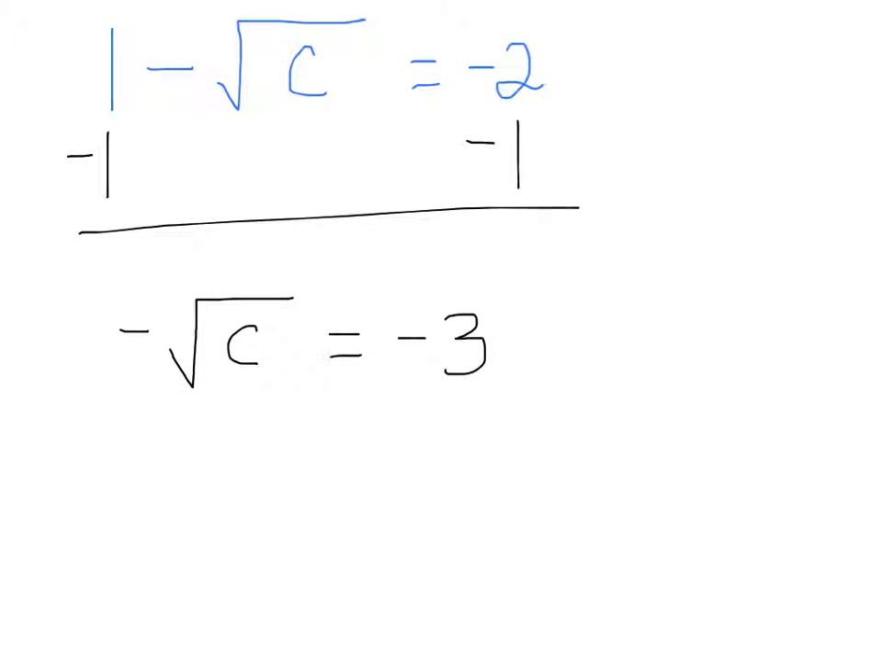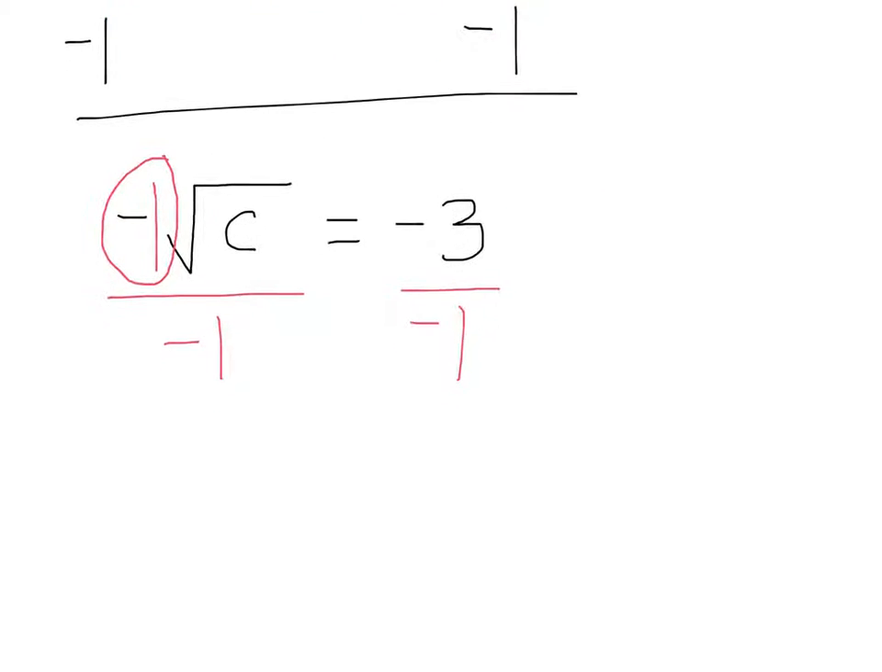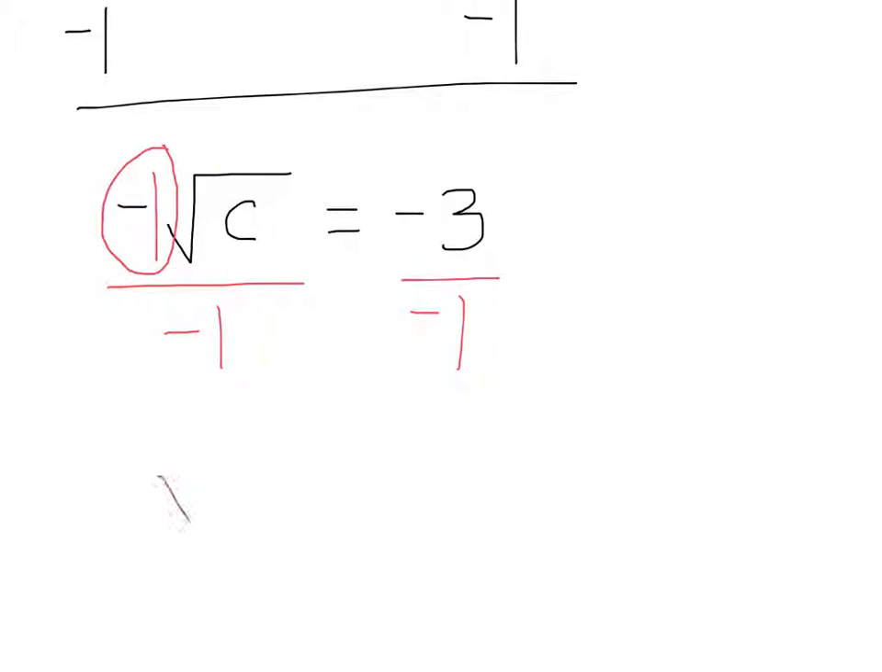Now what do I need to do to get this? First off, this negative's no good, is it? What do I need to do, or what number's understood to be right here? A 1, right? So what am I going to do to get this negative 1 to go away? I will divide by negative 1 on both sides. And so I have the square root of c equals positive 3.